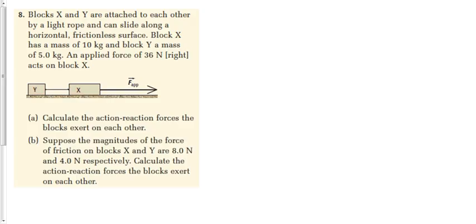We had 8 questions to do on page 168 for homework. We're going to take a look at question number 8 here. It says blocks X and Y are attached to each other by a light rope that can slide along a horizontal frictionless surface. Block X has a mass of 10 kilograms, Y has a mass of 5 kilograms, and there's an applied force of 36 newtons to the right acting on block X.